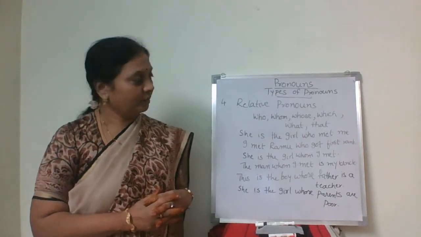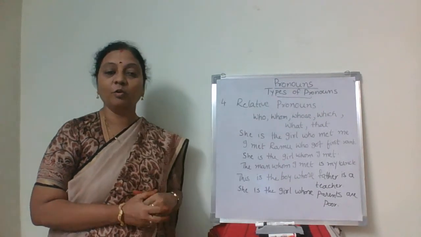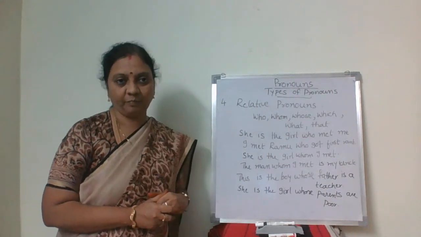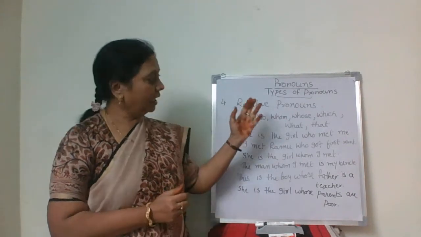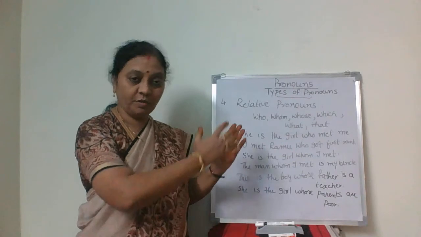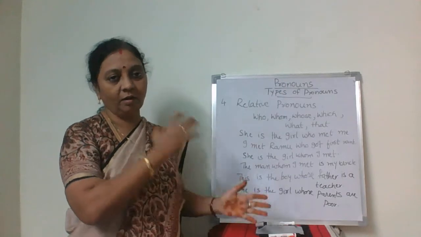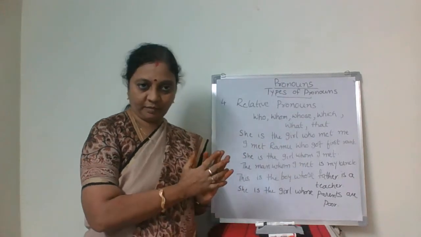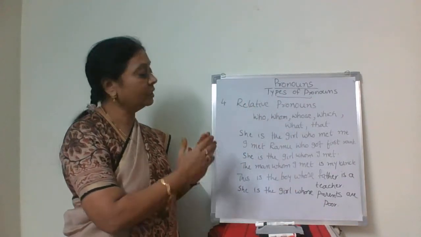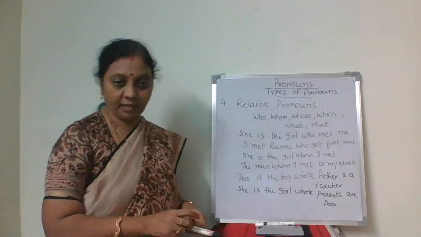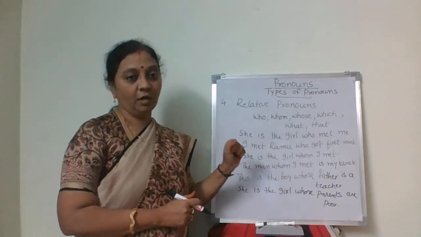We continue the types of pronouns and today we do the fourth one, relative pronouns. Relative pronouns, by name itself, relate or refer to the noun before that. The noun which comes before the relative pronoun is called the antecedent.